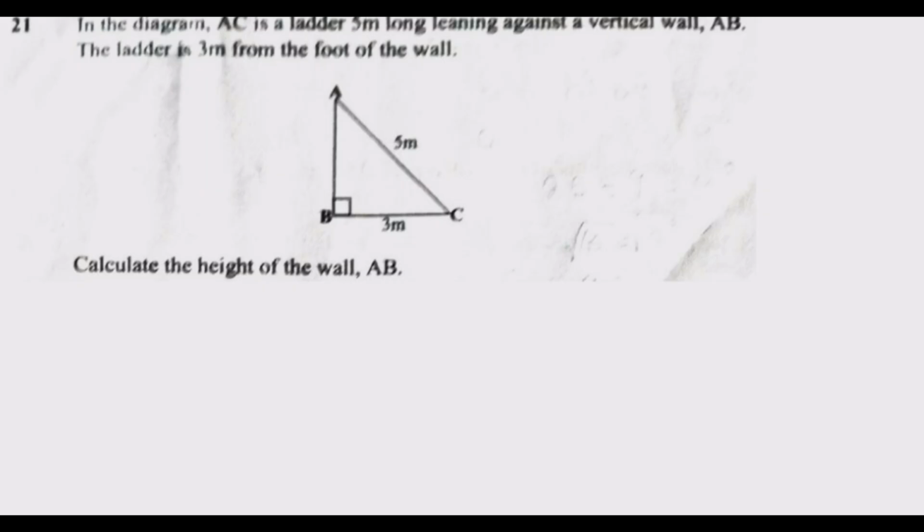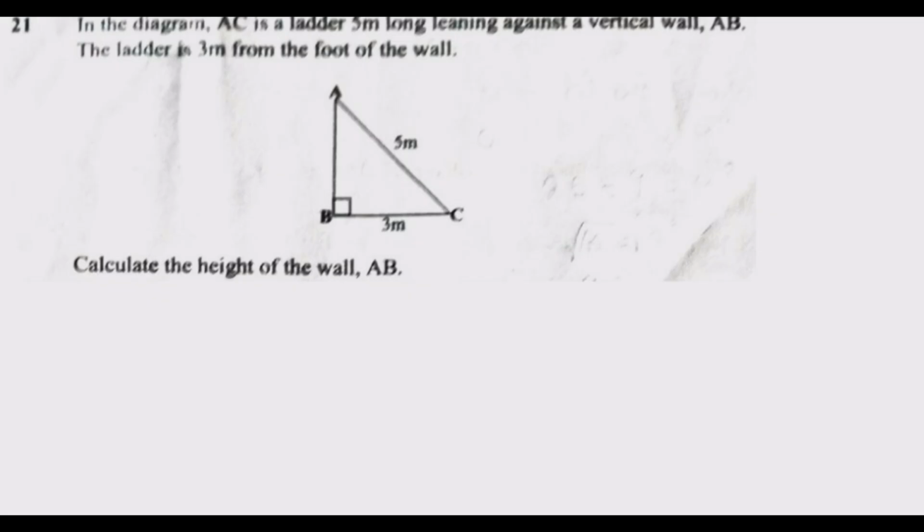Question 21 is, in the diagram, AC is a ladder of 5 meters long leaning against a vertical wall. AB, the foot of the ladder, is 3 meters from the foot of the wall. So this is the diagram which is showing the ladder leaning against the vertical wall.